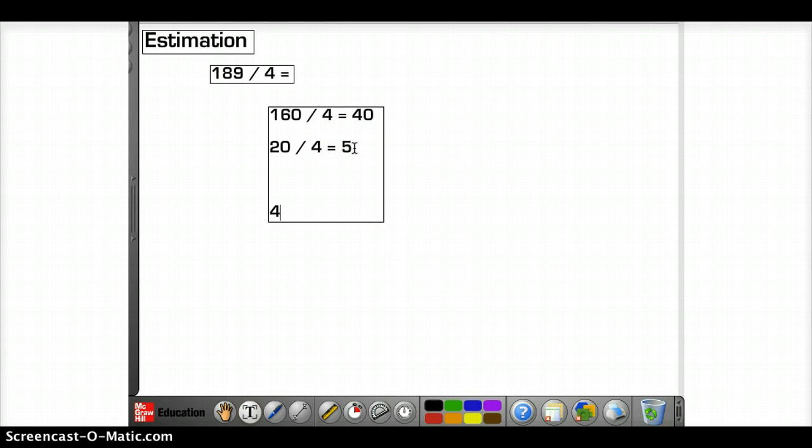So now I need to take both of these quotients and add them together. So here I get 45 after I add both 40 and 5. So I have 45 as my estimation for the quotient for the equation 189 divided by 4.